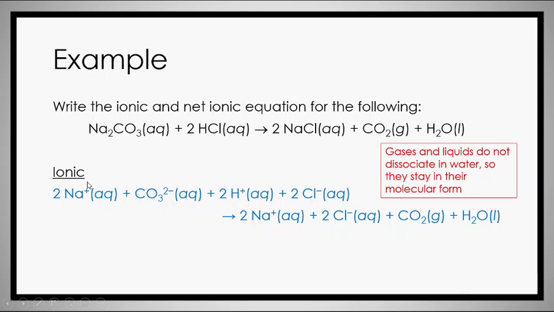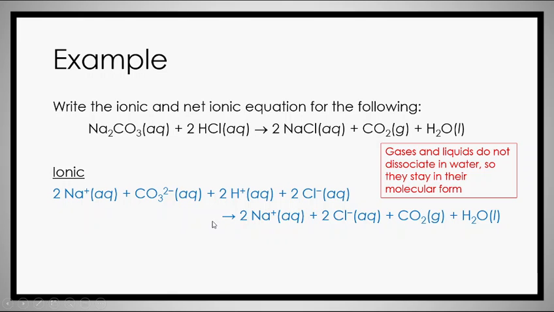And so now if we look at this, we just need to go through and see what guys look exactly the same on both sides of that equation. So we have 2 Na plus aqueous on this side. We have 2 Na plus aqueous there. We have a CO3 2 minus aqueous. It doesn't exist on this side, so that guy can remain. 2H plus, nope, no 2H plus. This one can remain. 2Cl minus, 2Cl minus.